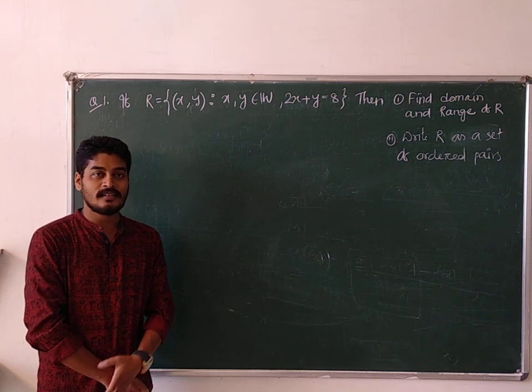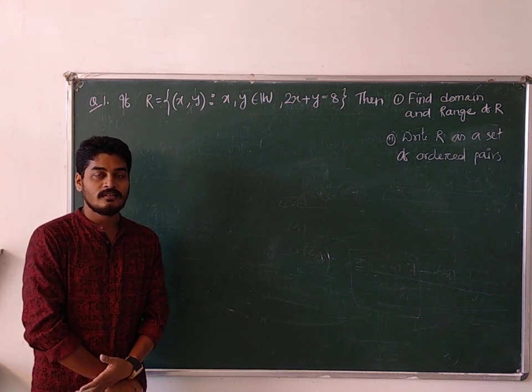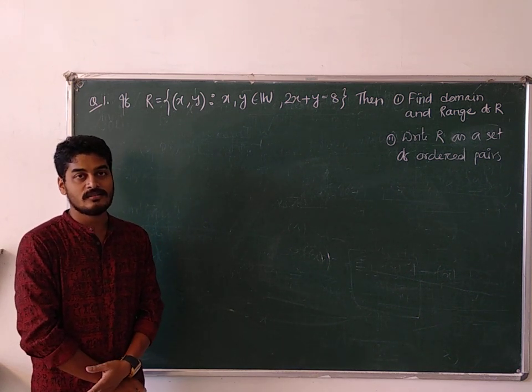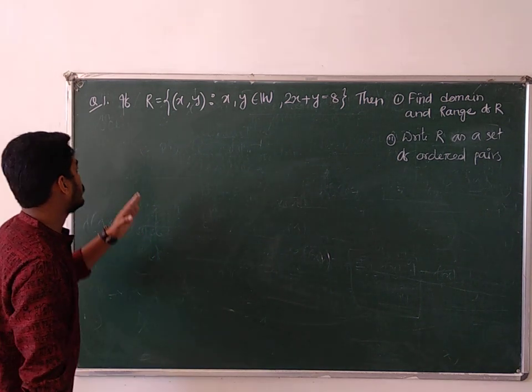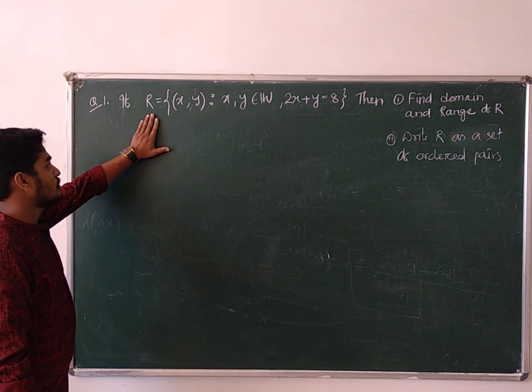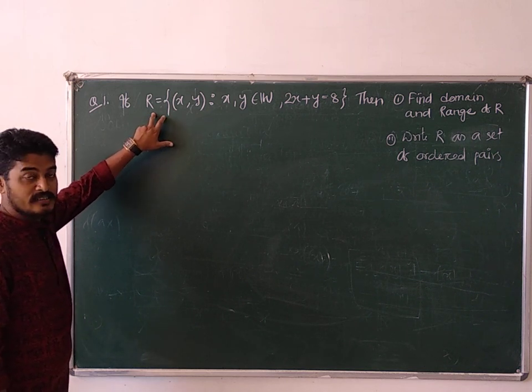Here in this lecture I have selected a question from the chapter relation and I will try to explain it here. So what is the question here? If R is a set, initially R is a set, how do you come to know that R is a set?